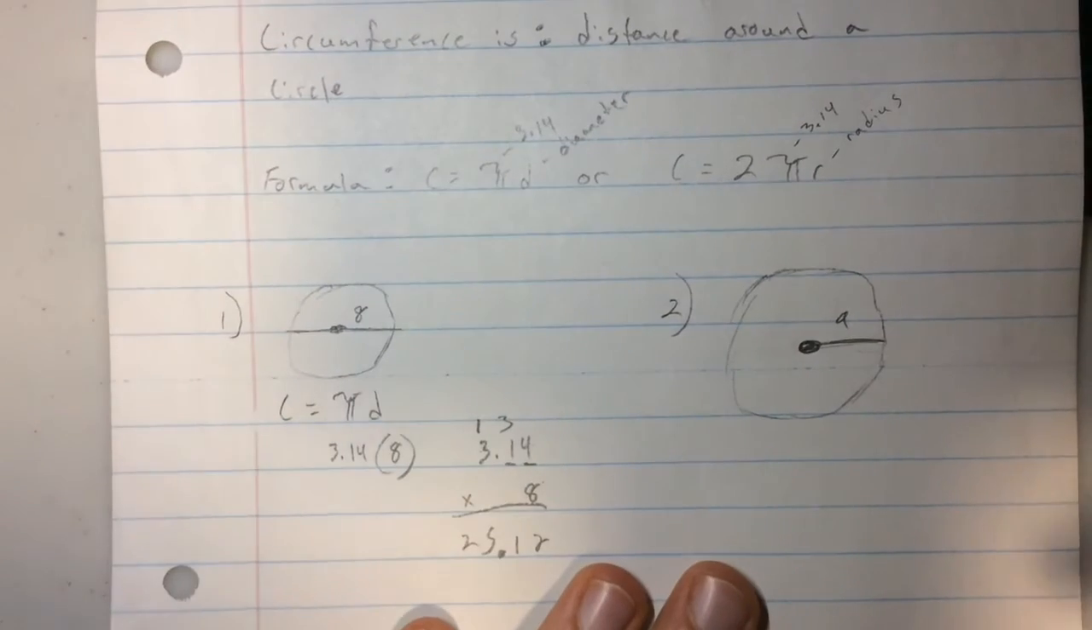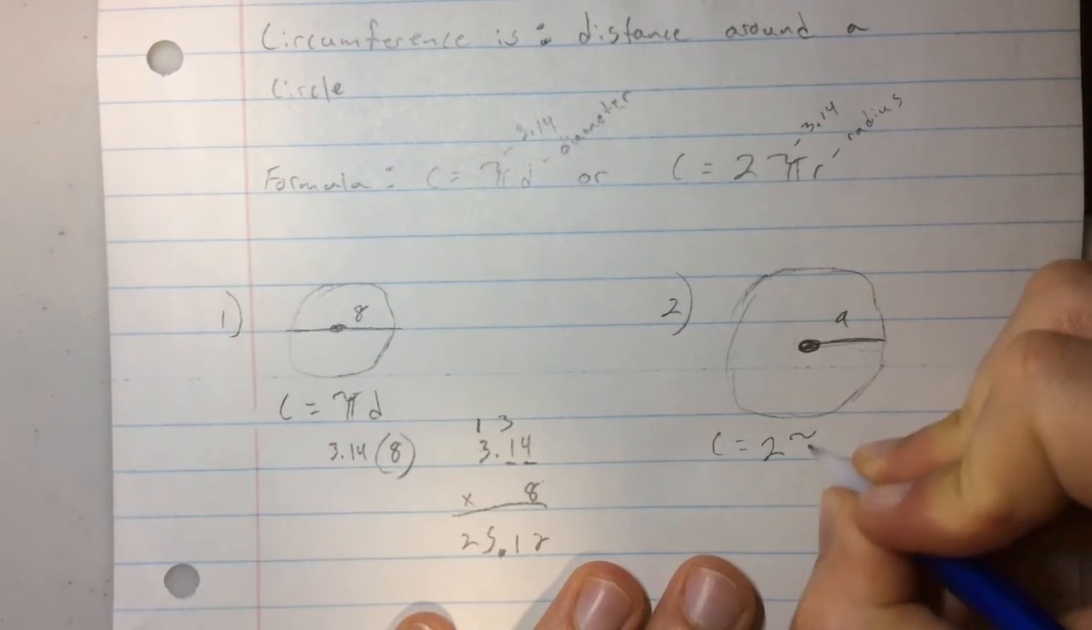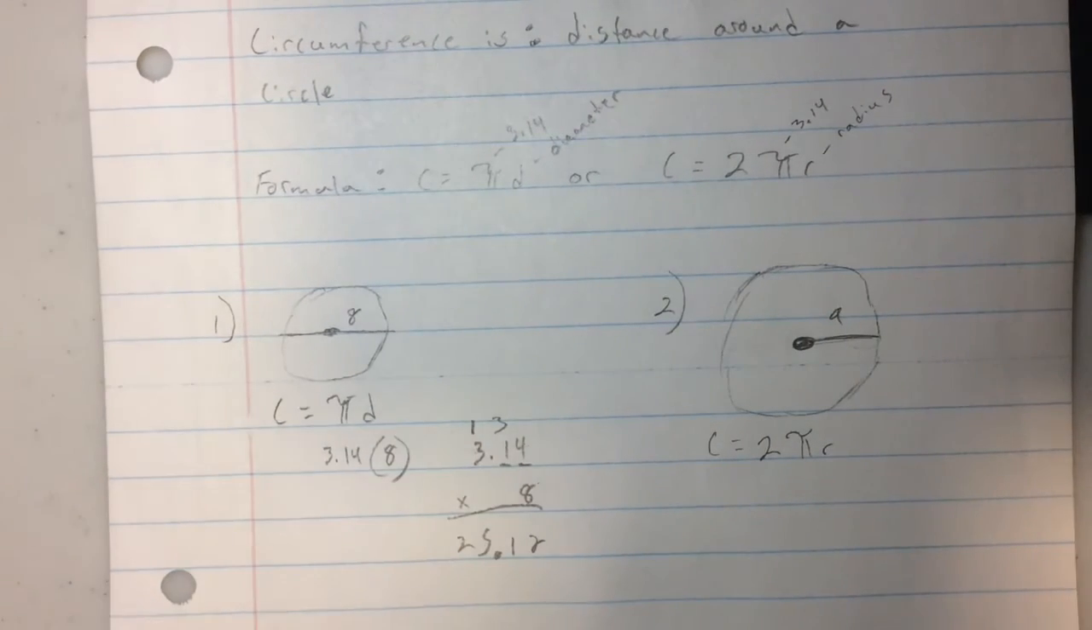Okay, number 2. We're going to have circumference equals 2 pi r. Now understand that the reason I'm using a different formula is because I'm basing it off of what is given to me with the circle. You could use both formulas. They work out the exact same. Maybe I'll prove that to you on this one, that they work the exact same.